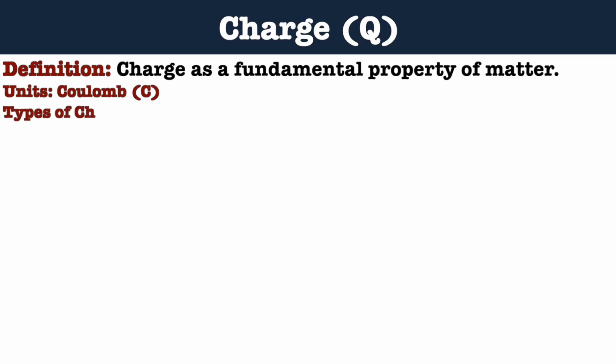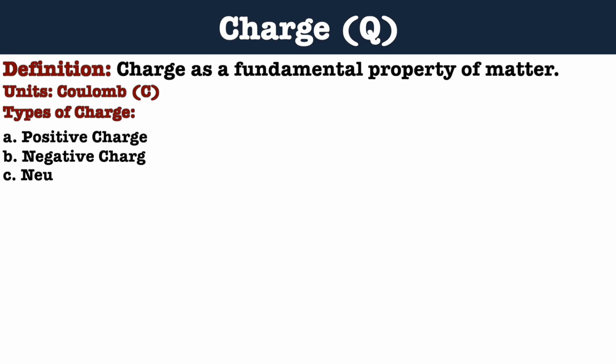Now we will discuss different types of charges. It can be defined as positive charges, negative charges and neutral. Positive charges are carried by the protons. For example, a hydrogen nucleus, a single proton, has a positive charge. Negative charge is carried by the electrons. For example, the electrons in an atom carry negative charges. When an object has an equal number of positive and negative charges, it is electrically neutral and exhibits no overall charge.